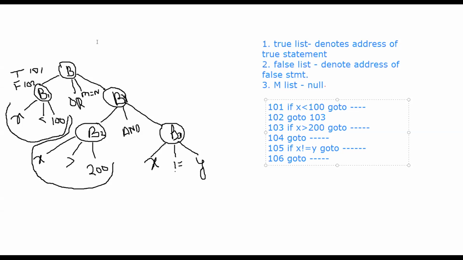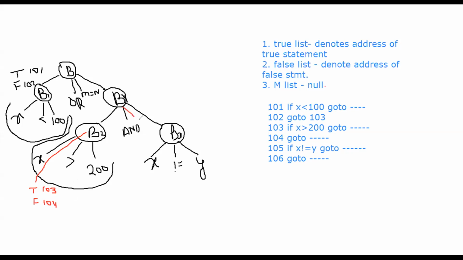Fine. Okay. Now we'll make true list and false list for B2. So I'm making a true list and false list for B2. I'm talking about B2, right? Where the condition of B2 is written, it is written at the line number 103. So the true list will contain the address of the true statement, and where the else statement is written, it is written at the line number 104. So the false list will contain the address of the false statement, that is 104.